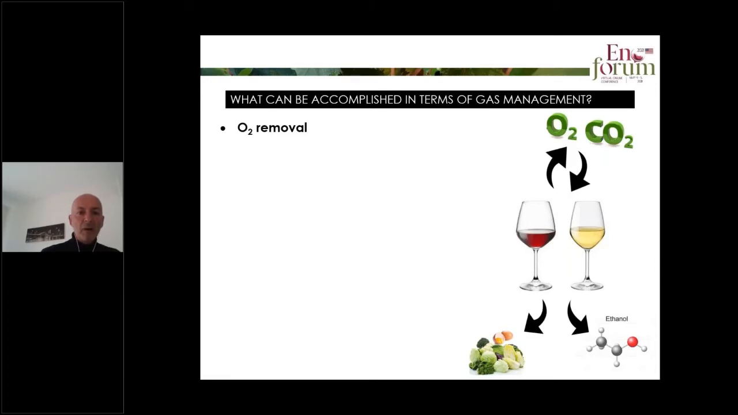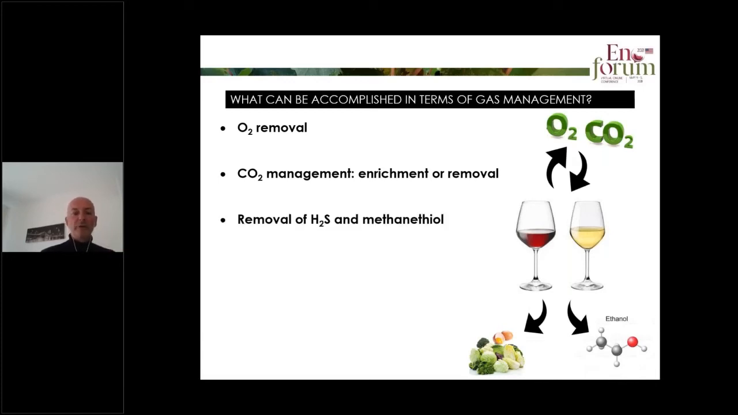So what can be accomplished in terms of gas management with this beautiful and innovative machine? Removal of oxygen and management of CO2. We can add it and also remove it.